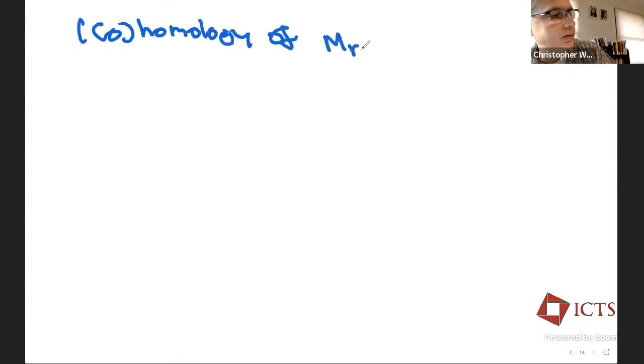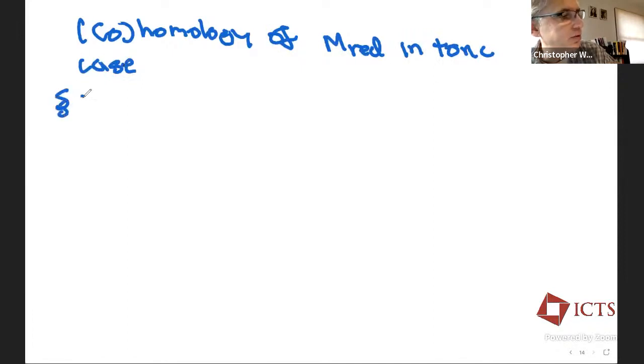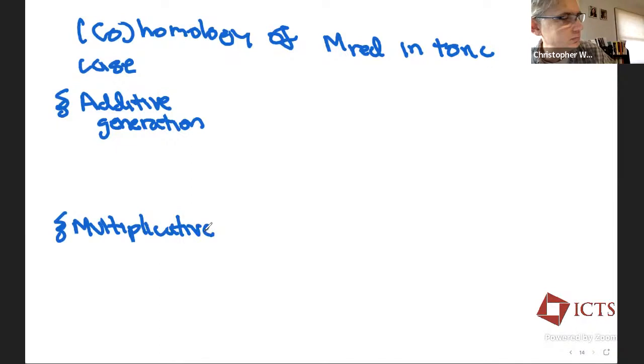So what can we say about the cohomology of M_red in the toric case? Well, there are 2 parts. There's the additive generation, and there's the multiplicative generation. So maybe I should make sure I'm not going too fast and just say, any suggestions for generating an additive basis of the cohomology or homology here? How would you do it if you needed to find a basis for the homology, for example?